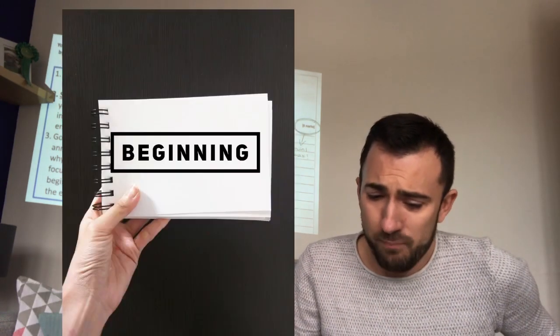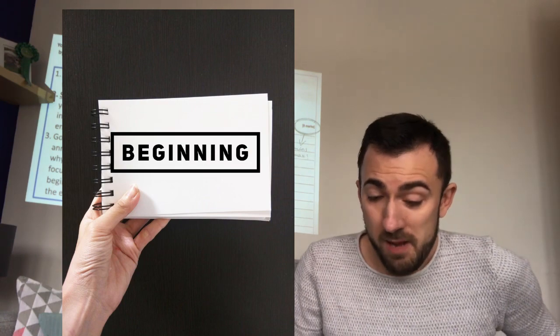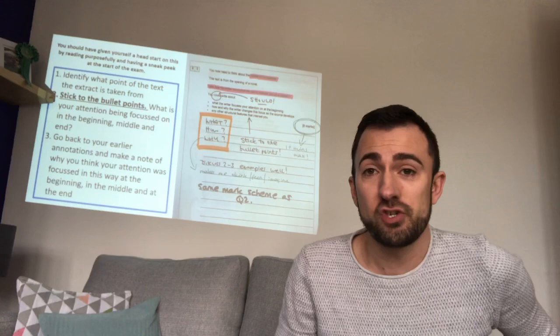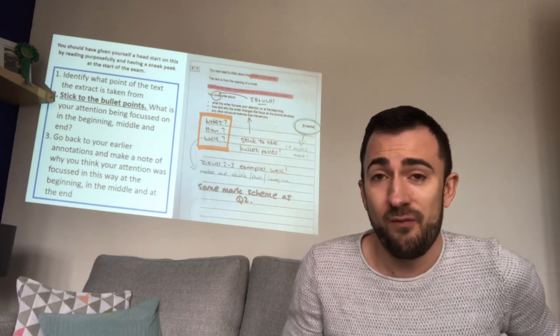Number 1 says what the writer focuses our attention on at the beginning. Bullet point number 2, how the focus changes. And bullet point number 3 is about any other structural feature. For me, that should just be the end. Let's keep it simple and do beginning, middle and end. So the first thing to do is to find those 3 things.